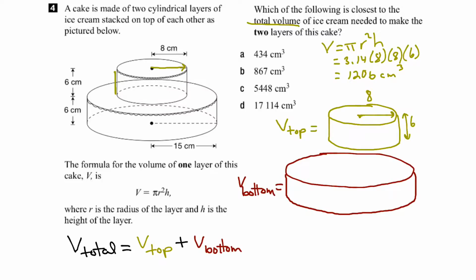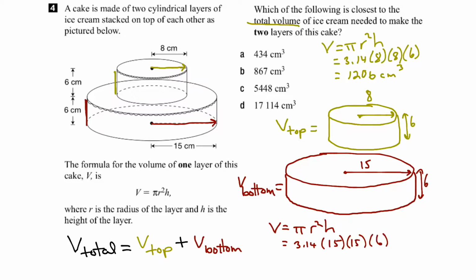Okay, let's look at the bottom. We can see that the radius of the bottom layer is 15 centimeters, and the height here is 6 centimeters. So again, we can place that into our diagram. The radius would be 15, and the height here would be 6. And using the volume formula again, it would be 3.14 times the radius squared, so 15 squared means 15 times 15, times the height, which is 6. And if we multiply all those together, we would get 4,239 centimeters cubed.